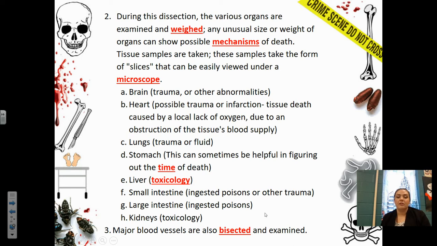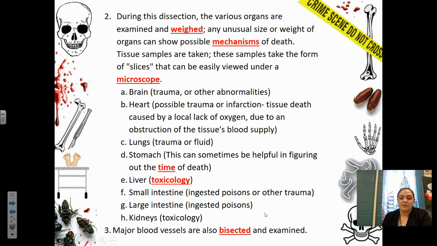Tissue samples are taken. These samples take the form of slices that can be easily viewed under a microscope. Brain trauma or other abnormalities can be seen. Heart, possible trauma or infarction. You can see remnants of a heart attack caused by local lack of oxygen due to the obstruction of the tissue's blood supply. They look at the lungs for trauma, or if they're full of fluid.